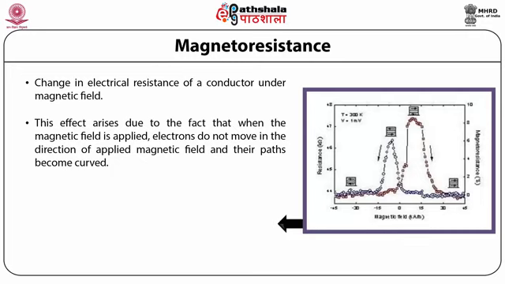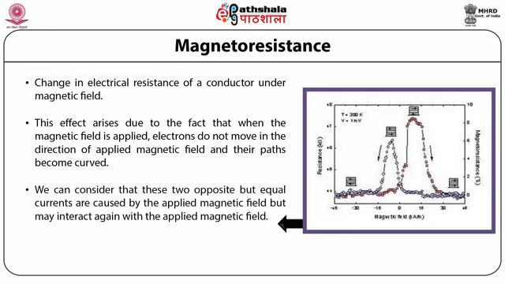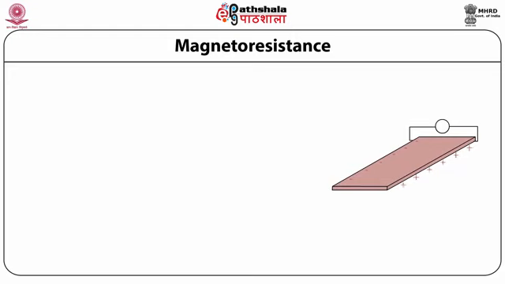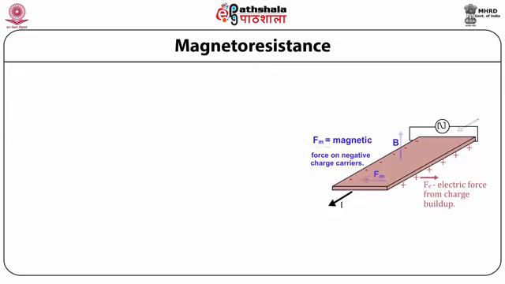There is a flow of electrons against the Hall field with more than average velocity, and an equal and opposite flow with the Hall field for electrons with below average velocity. So we can consider that these two opposite but equal currents are caused by the applied magnetic field but may interact again with the applied magnetic field. This second interaction leads to the generation of magnetoresistance. This phenomenon is shown in figure 4.4, showing the behavior of a conducting slab under the influence of an external magnetic field.